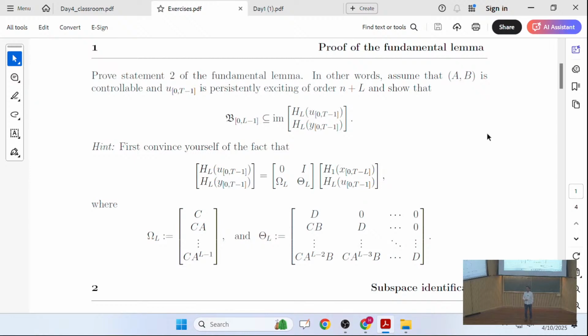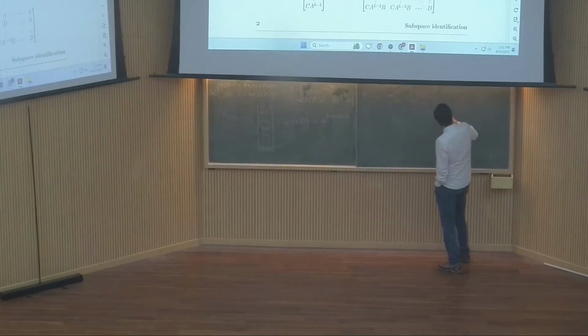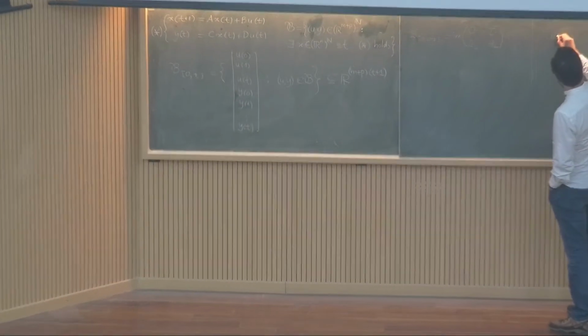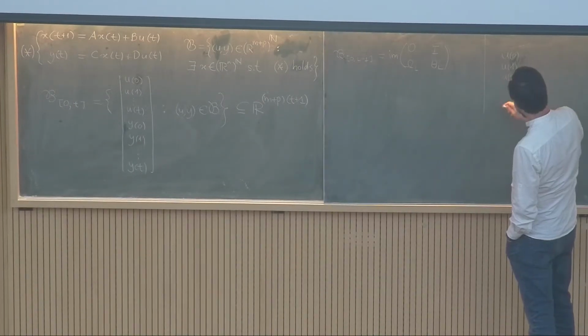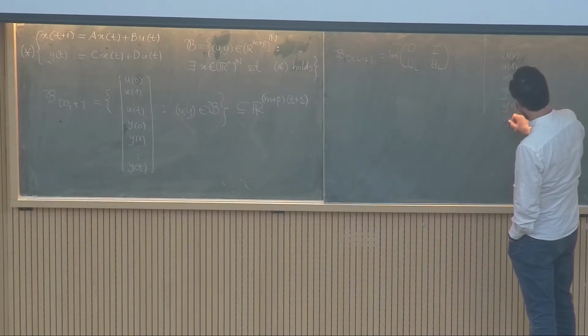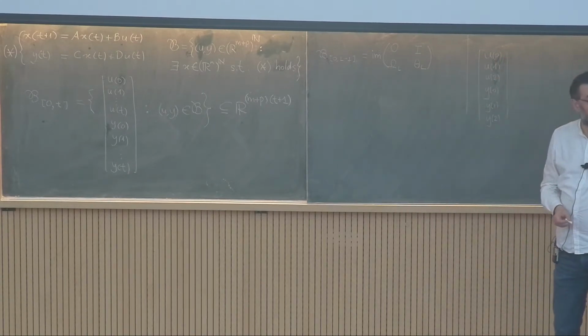Why is that so, you may ask? It is because if I look at a trajectory of this system, let's look at the trajectory of this system and let's write, for instance, to have an understanding, let's write U0, U1, U2, Y0, Y1, Y2. Let's write this down.